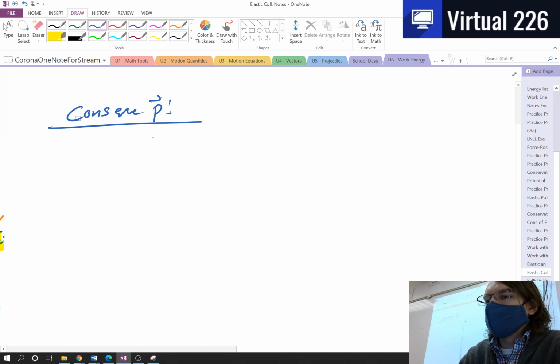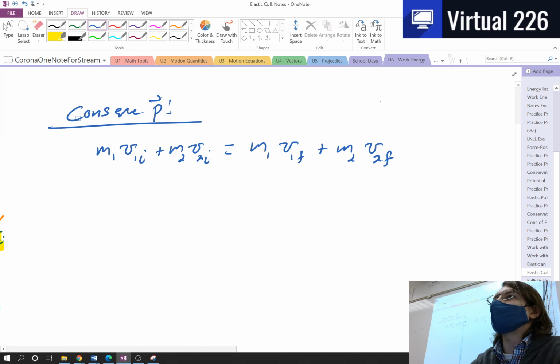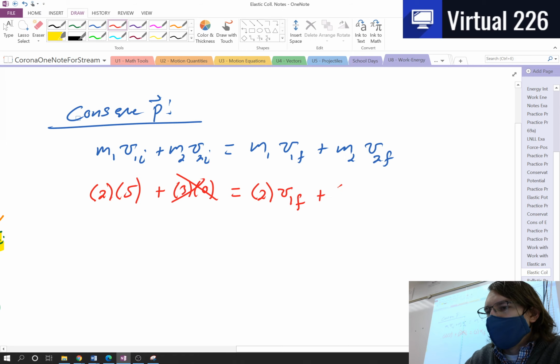momentum. When we conserve momentum, what we are saying is that m1 v1i plus m2 v2i equals m1 v1f plus m2 v2f, where 1 and 2 are the projectile and target respectively. In our setup, what we would have here is 2 times 5 plus 3 times 0, so that's going to be nothing, equals 2 times v1f plus 3 times v2f.